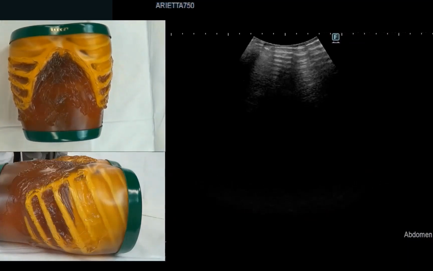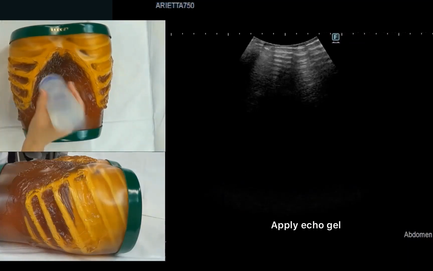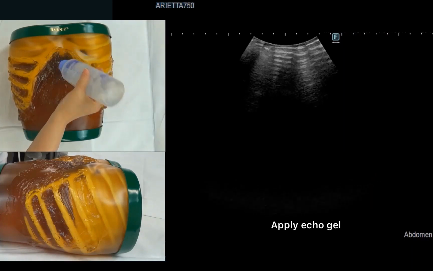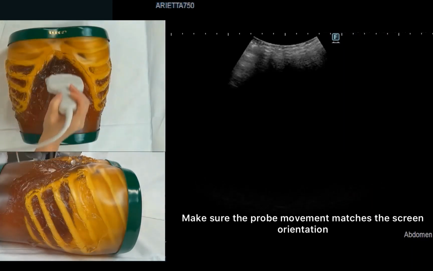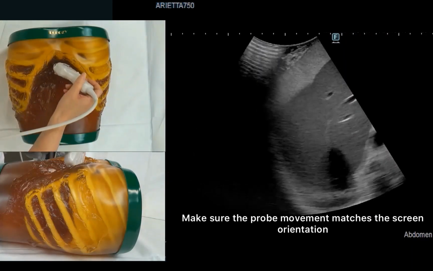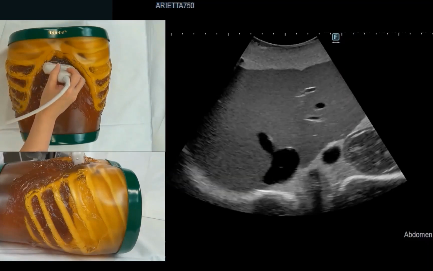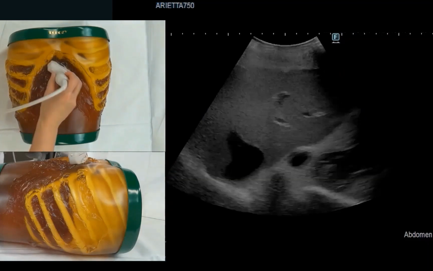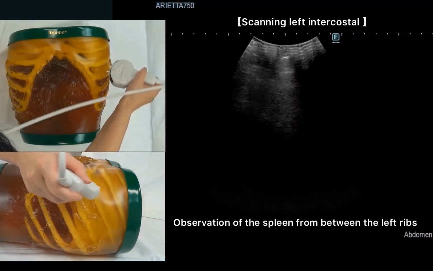Now let's start abdominal ultrasound screening. First, put plenty of gel on top. Make sure the movement of the probe matches the orientation of the screen. Let's start with the left intercostal space.